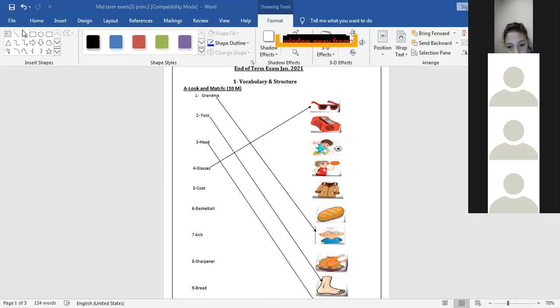Jana, hello. Hello, Miss. Look at this word, coat. With which picture should I match this word? Number five, thank you so much.